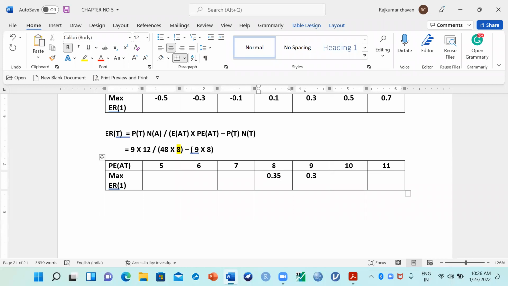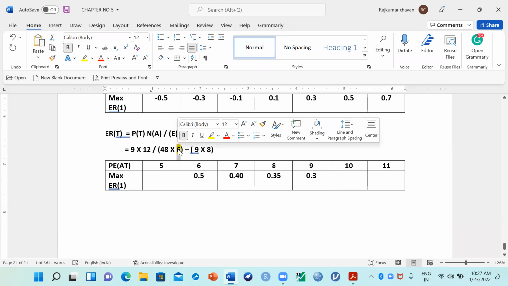0.35. In case the P/E ratio is 7, if I'm putting 7 here, what answer will you get? If P/E is 7, then what will you get here? 0.4. What if the P/E ratio is 6 then? How much will you get? 0.5, you're getting. What if the P/E ratio changes to 5, then how much will you get?